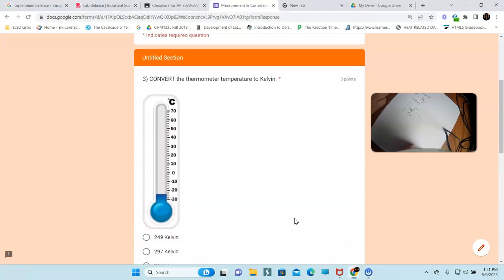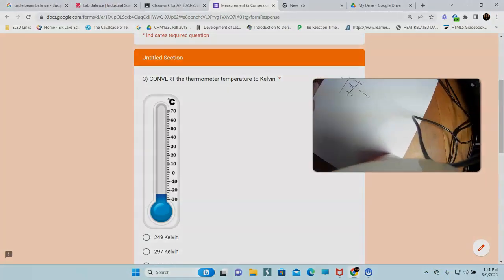And it says convert this temperature to Kelvin. Well, I maybe should have given you the conversions for this if you don't know them already. I shouldn't make an assumption that you do. So let me get a fresh piece of paper here.